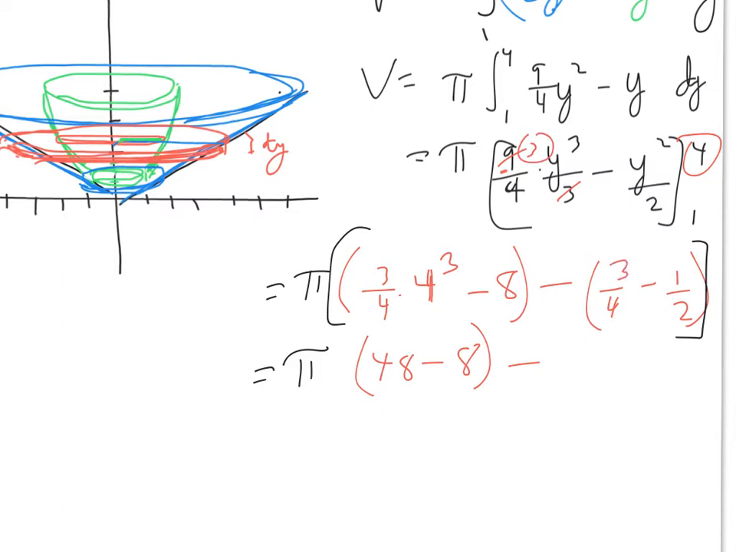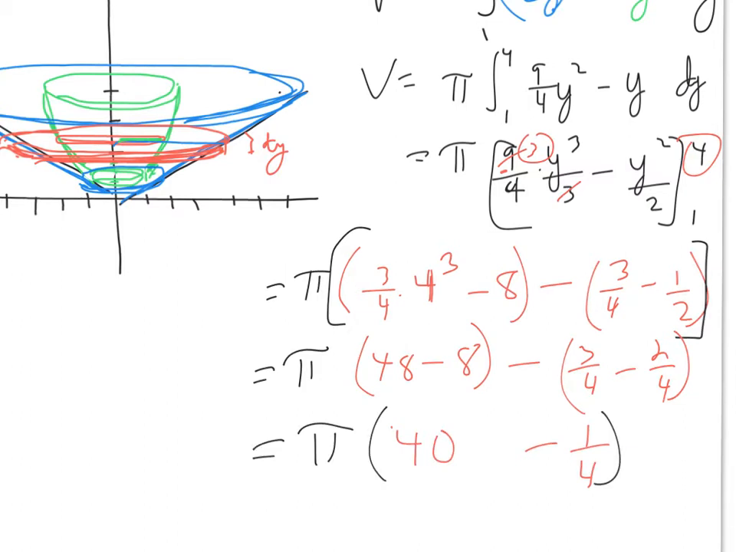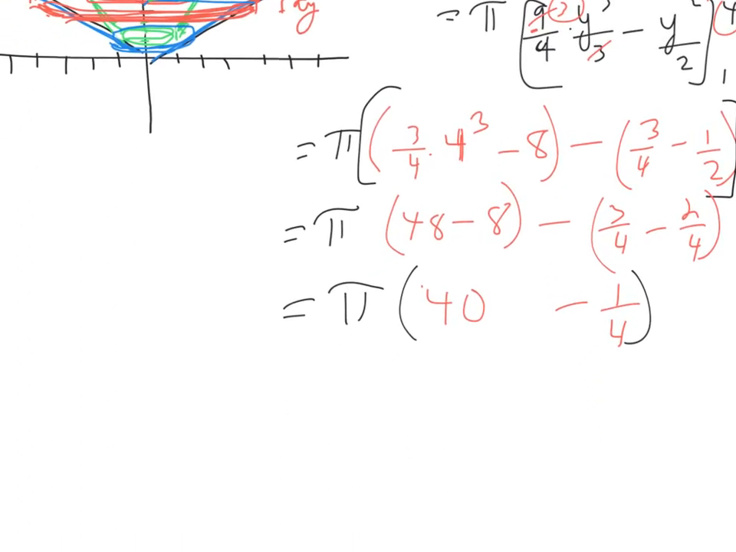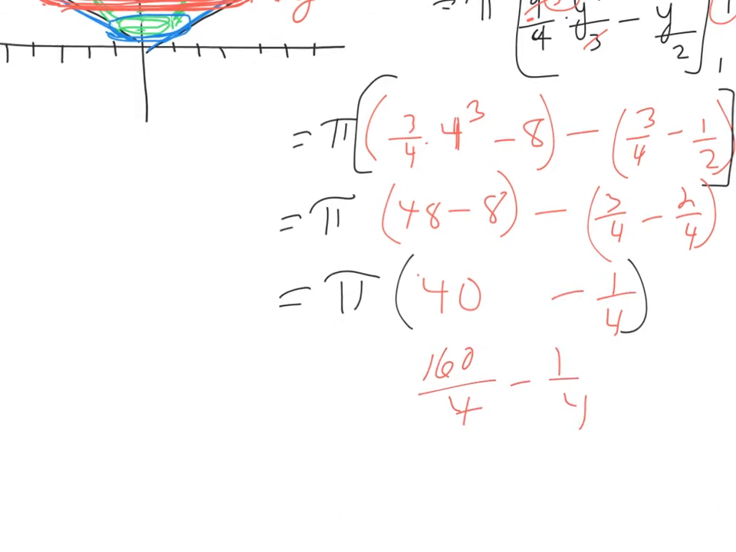Let's go ahead and change that to 3/4 minus the 1/2. We could write it as 2/4, so I could subtract those and get 1/4. So I've got 40 minus 1/4, all multiplied by pi, which is, I suppose you could say, 39 3/4 times pi. I really don't like mixed numbers, so I'm going to say that 40 is actually 160 over 4. I'm subtracting 1 over 4, multiplying that by pi.